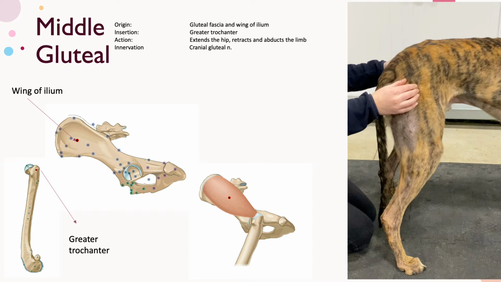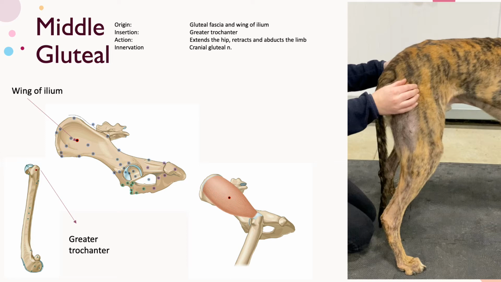So the next muscle we've got from the gluteals is the middle gluteal. So this one obviously sits a little bit more cranial in front of the superficial. So this comes from the gluteal fascia and the wing of the ilium, and inserts down onto the greater trochanter. And it helps to extend the hip, retract the limb, and abducts the limb, so it can do a little bit of external rotation, and is innervated by the cranial gluteal nerve.